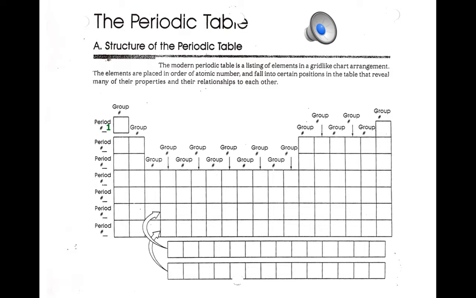First of all, we have to put numbers coming down the left. So we go 1 to 7 as we come down here. Each period represents another layer of electrons. So anything in period 5 is going to have 5 layers of electrons.